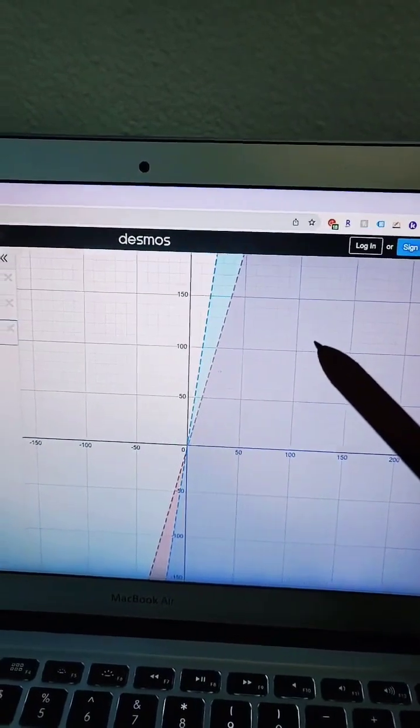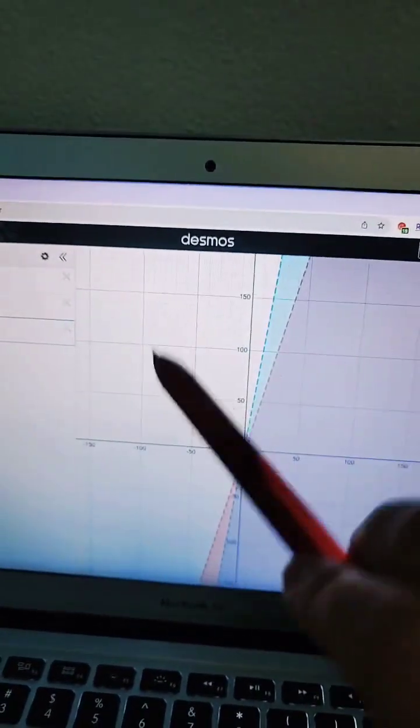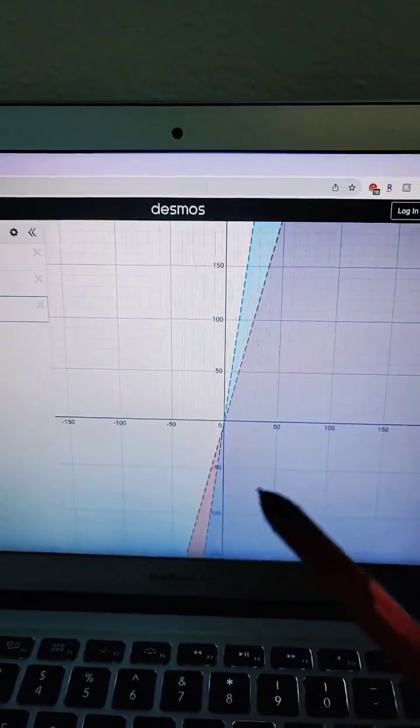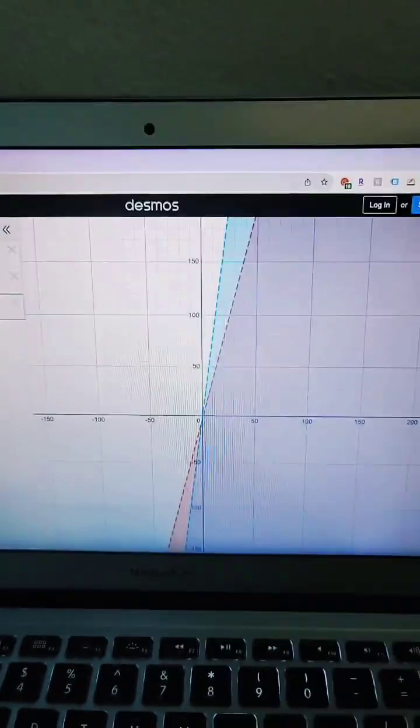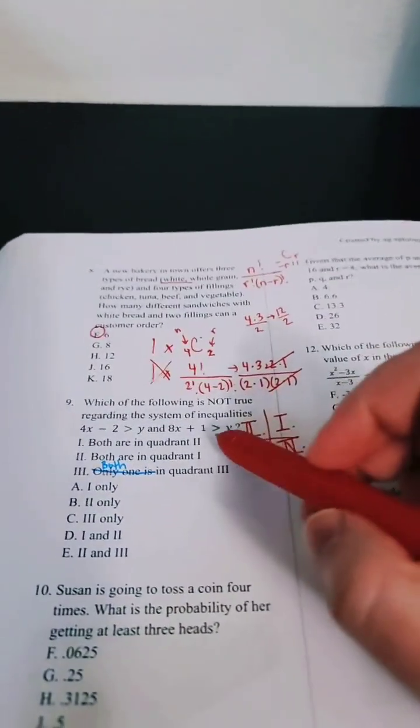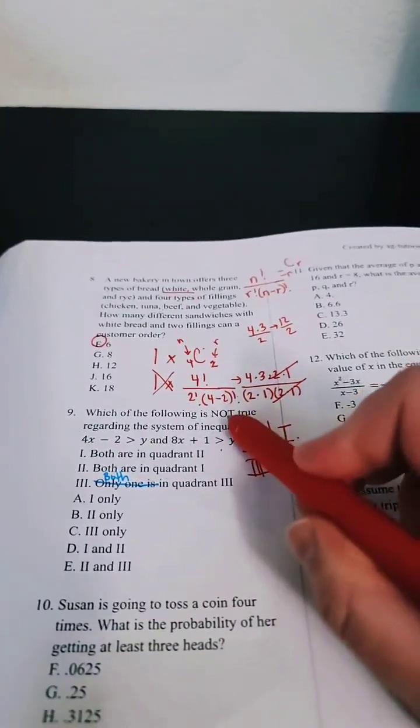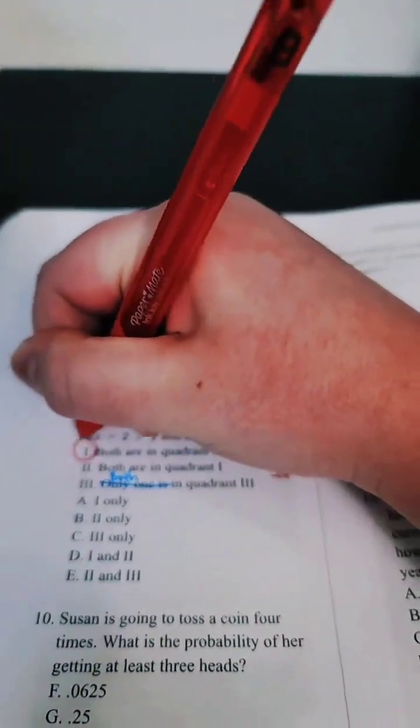We want what's not true. Neither of them are in quadrant 2. Both of them are in quadrant 3, and both of them are in quadrant 4. So the one that they're not in is quadrant 2. So right over here, it says that both are in quadrant 2. That's not true. That's what we're looking for. So it would be 1.